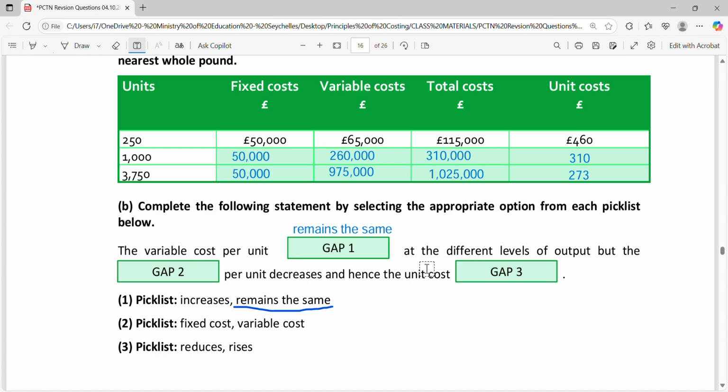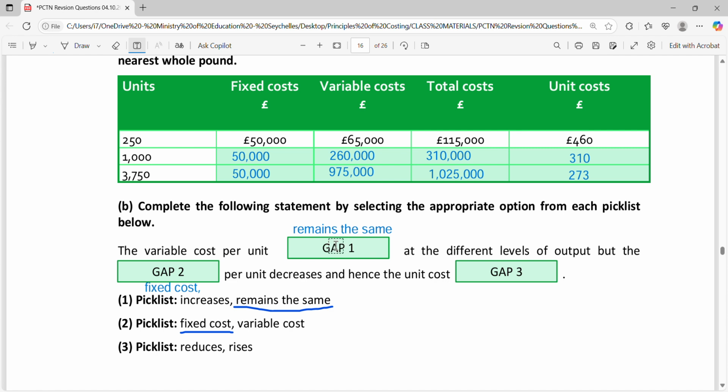The variable cost per unit remains the same at the different levels of output, but the dash per unit decreases. Now this one here would be the fixed cost. The fixed cost per unit decreases. Okay, very important, this one here, the fixed cost. The fixed cost per unit decreases, and hence the unit cost. The unit cost here referring to the total cost.